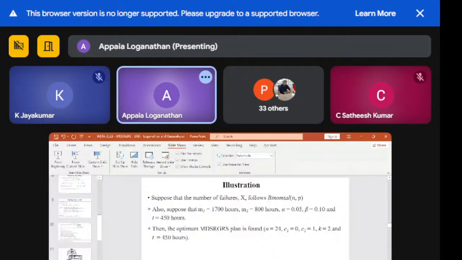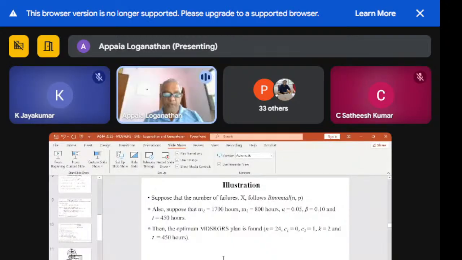Now an illustration of the application of this algorithm, assuming that the number of failures follows the binomial distribution. Here we have taken the median lifetime prescribed at the producer's level as 1,700 hours and the median lifetime prescribed at the consumer's level as 800 hours. Alpha is 0.05 producer's risk, the consumer's risk is 0.1, and the test termination time is 450 hours.